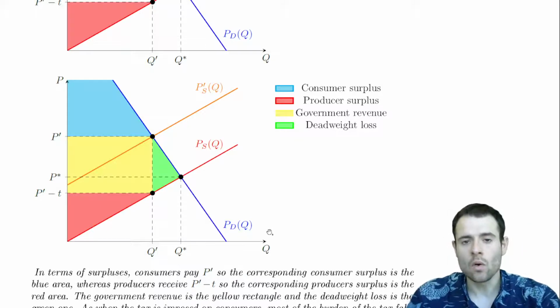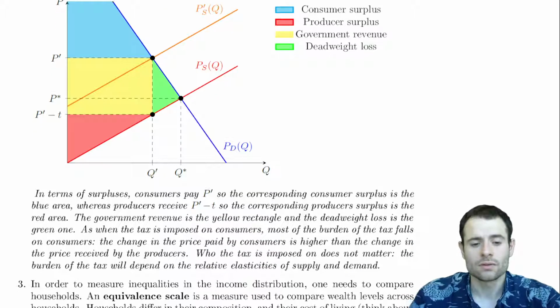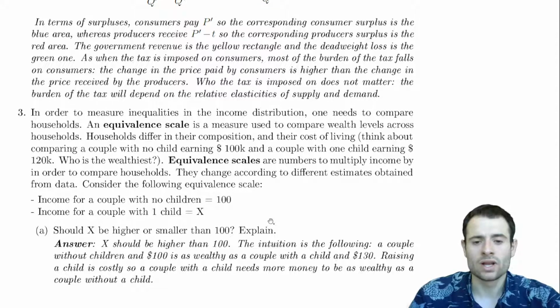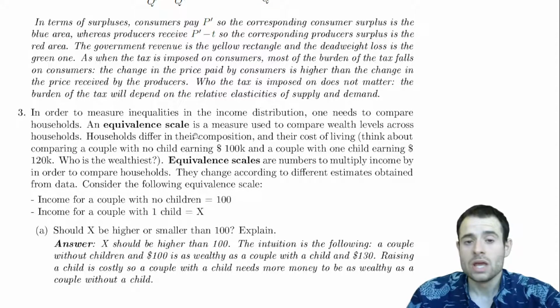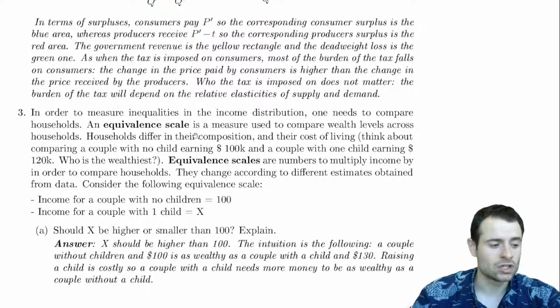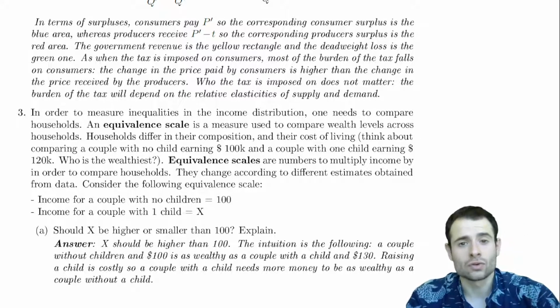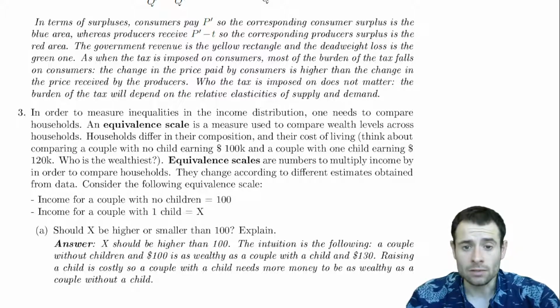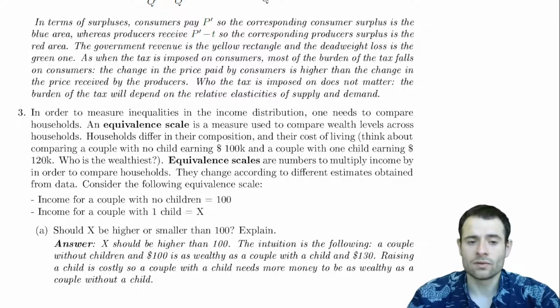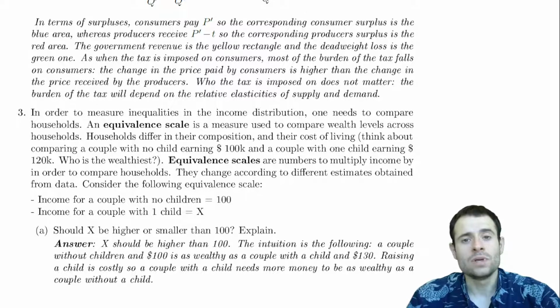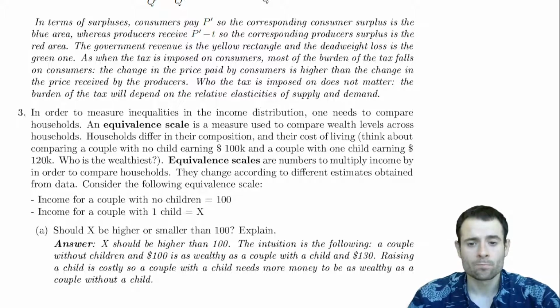Now, let's go over a way to measure inequalities across households using what we call equivalent scales. If you want to measure inequalities in the income distribution, you need to compare households. An equivalent scale is a measure used to compare wealth levels across households. Households differ in their composition. That could be the number of kids they have. That could be the size of the household in general. That could be where they live, and so on.